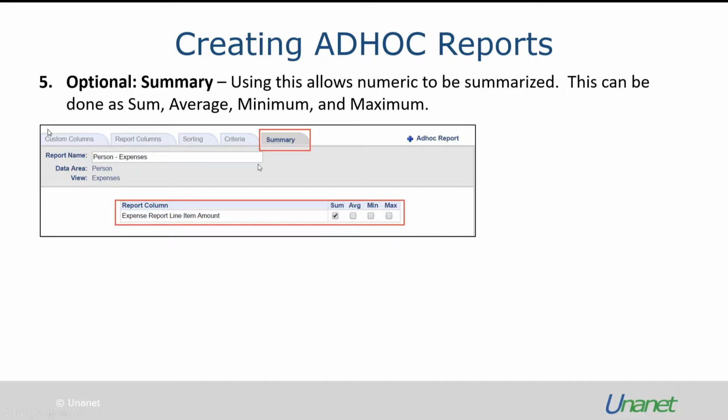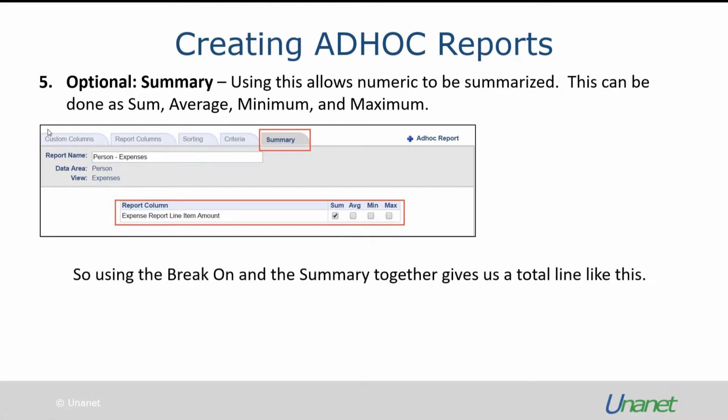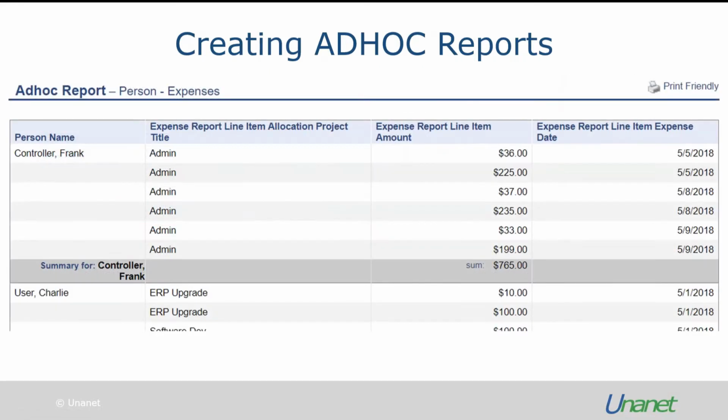So by us utilizing that break on, and by us saying that we want to sum, and what I've done is I've said let's sum on this expense report line item amount. So I'm doing this looking at expenses for an individual. So now I get a report that's going to look like this. So I have an ad hoc report. Again, I'm looking at the person area, the expenses view.